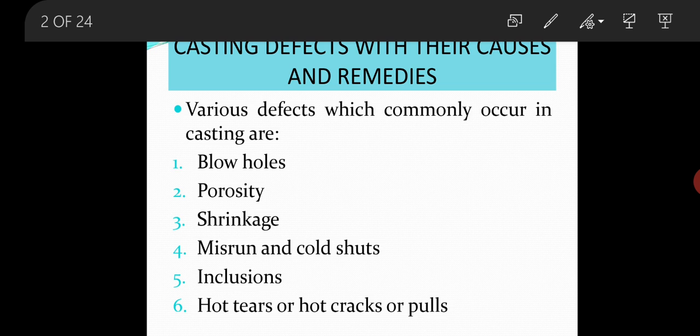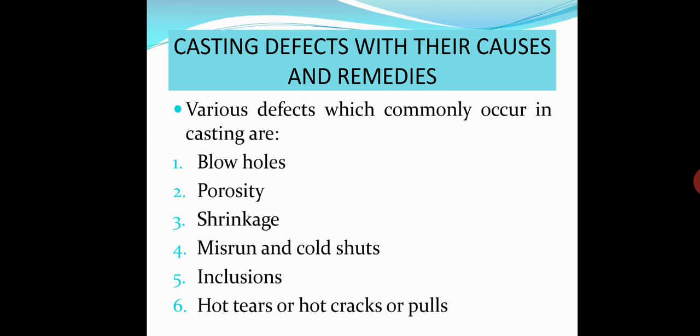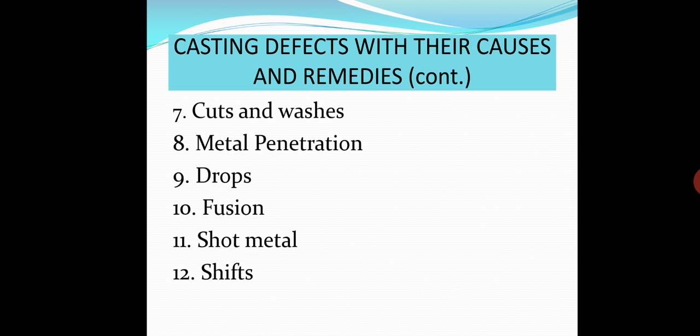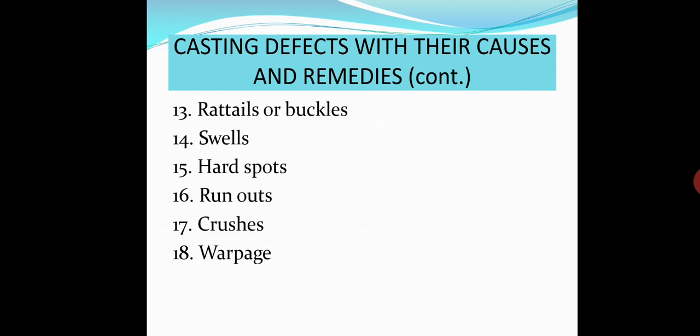Casting defects are blowholes, porosity, shrinkage, misrun and cold shots, inclusions, hot tears or hot cracks or pulls, cuts and washes, metal penetration, drops, fusion, short metal, shifts, rattles or buckles, swells, hard spots, runouts, crosses, warpage. Depending on the nature of the defects, they are classified into various types. Now we will discuss the causes and remedies of all these casting defects.